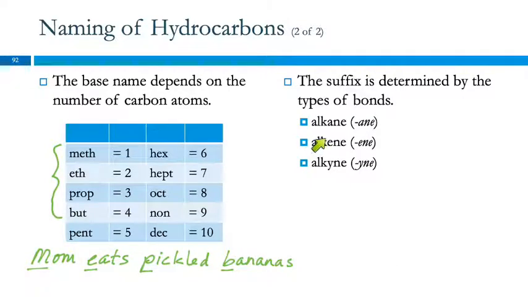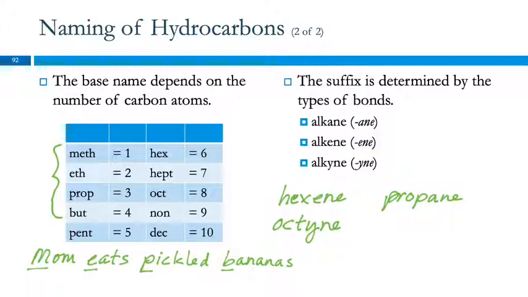And then the suffix, single bonds only, at least one double bond, at least one triple bond. And so you can take any of these base names and combine it with one of these. So you could have hexene. That would be 6 carbons, at least one double bond. You could have octyne. 8 carbons, at least one triple bond. Propane, 3 carbons, all single bonds.